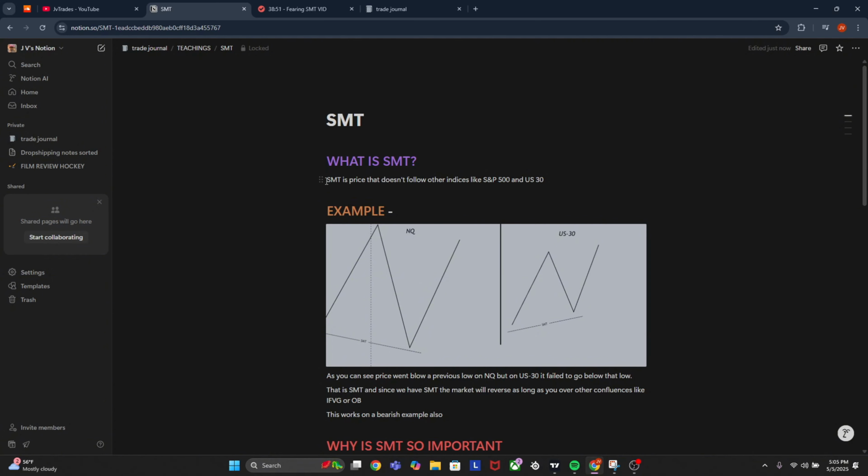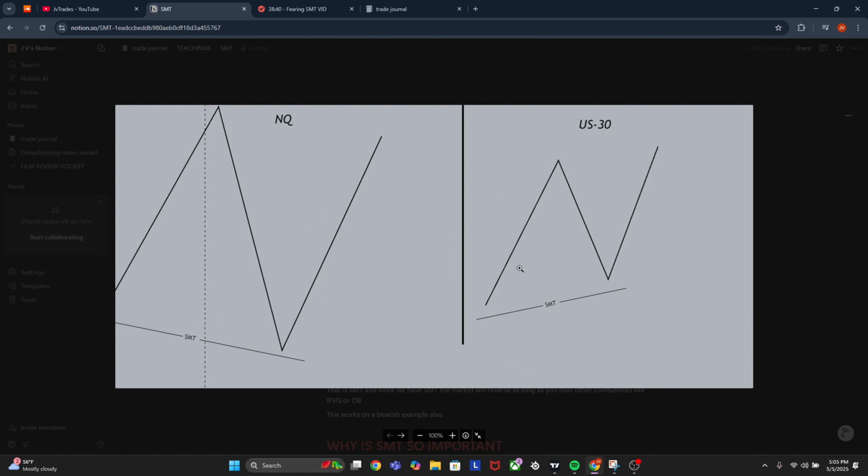So SMT is basically comparing NASDAQ or US 30 or S&P 500, and it uses those prices. So let's say the NASDAQ in this example dips below this low, put in, it's right here, sorry, got cut off. But then US 30 fails to secure or purge these lows. So since NASDAQ does and US 30 doesn't, that is what we consider SMT.